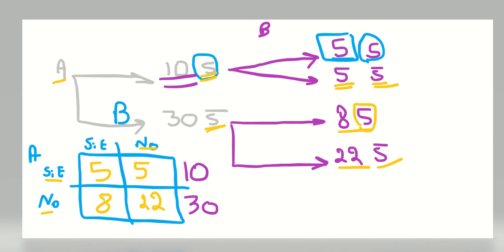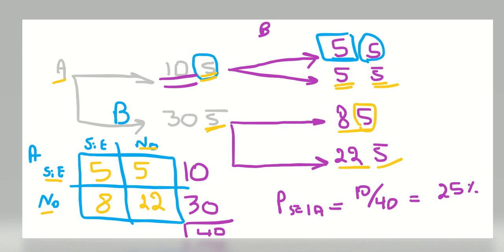So 10 and the total is 40. So the proportion of having side effects when taking drug A is 10 out of 40, and this is 25%. Okay, let's look at what happens when you're on drug B.